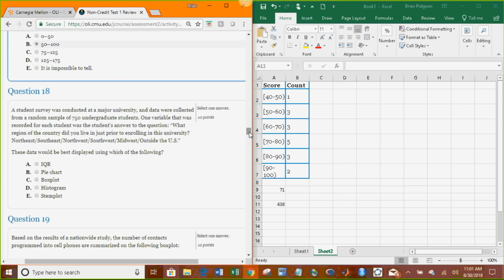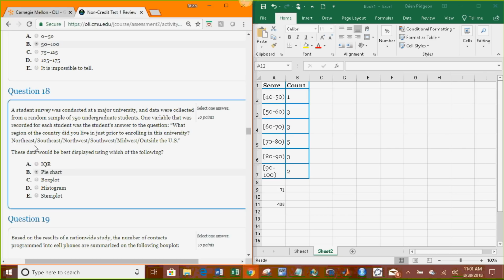All right, a student survey was conducted at a major university and data were collected from a random sample of 750 undergraduate students. One variable that was recorded for each student was the student's answer to the question, what region of the country did you live in just prior to enrolling in the university? Which of the following would best display these data? IQR is not even a type of graph. IQR is the interquartile range. It's the difference between your third and first quartile. And then we have these four graphs here. Stem plots, histograms, and box plots are good ways of graphing quantitative data. Pie charts graph categorical data, and region is categorical.